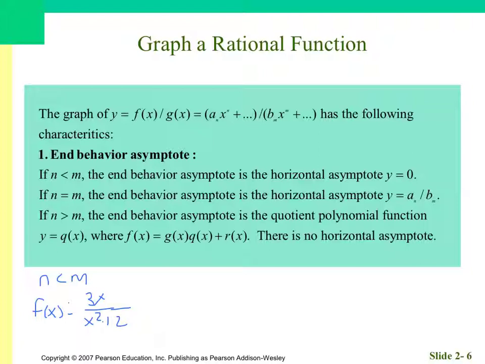3x divided by x squared plus 2. The degree of the numerator is 1, the degree of the denominator is 2. See how n is less than m? Okay? And if you check by plugging it into your calculator to look at the graph, you'll see instead of it approaching positive or negative infinity, it approaches 0. Okay?